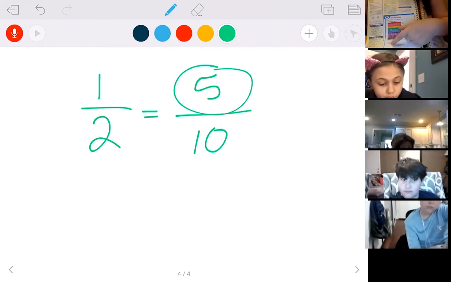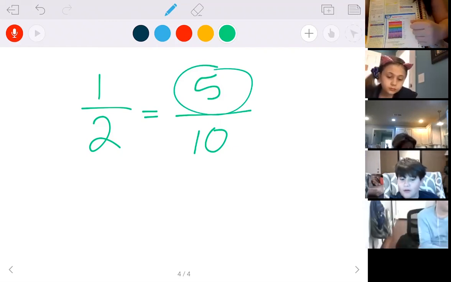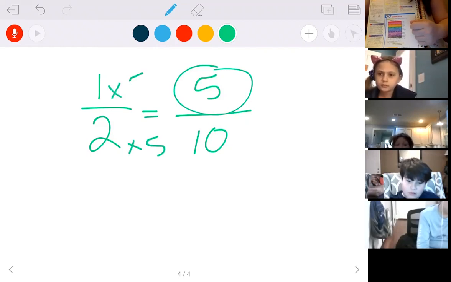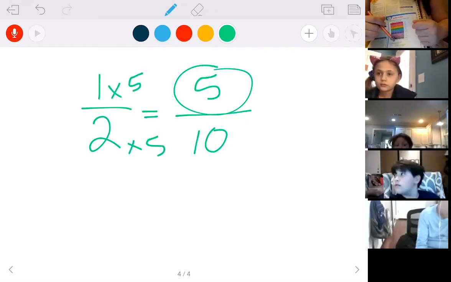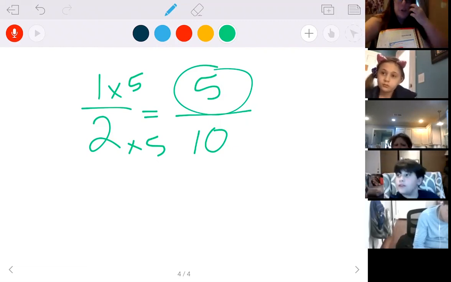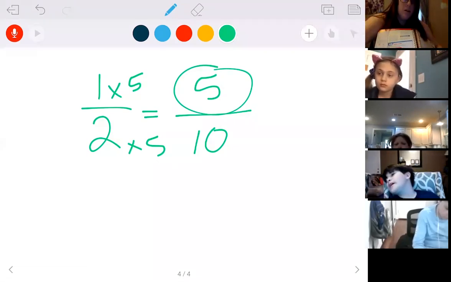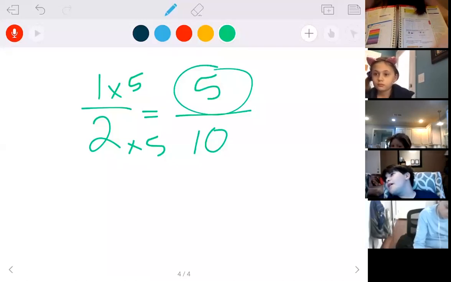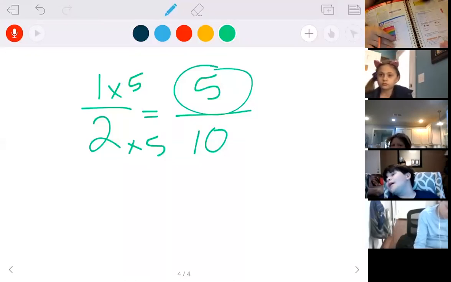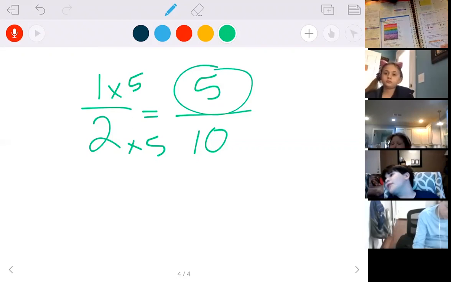Another way you can do it, which we're going to do tomorrow, is I can say 2 times 5 is 10. So 1 times 5 is 5. If it's easier for you to do that, you can do it that way. All right, let me show you one more on here. I'm going to show you the chart. I really wish I could show you a better way. It's hard because we're not in person.